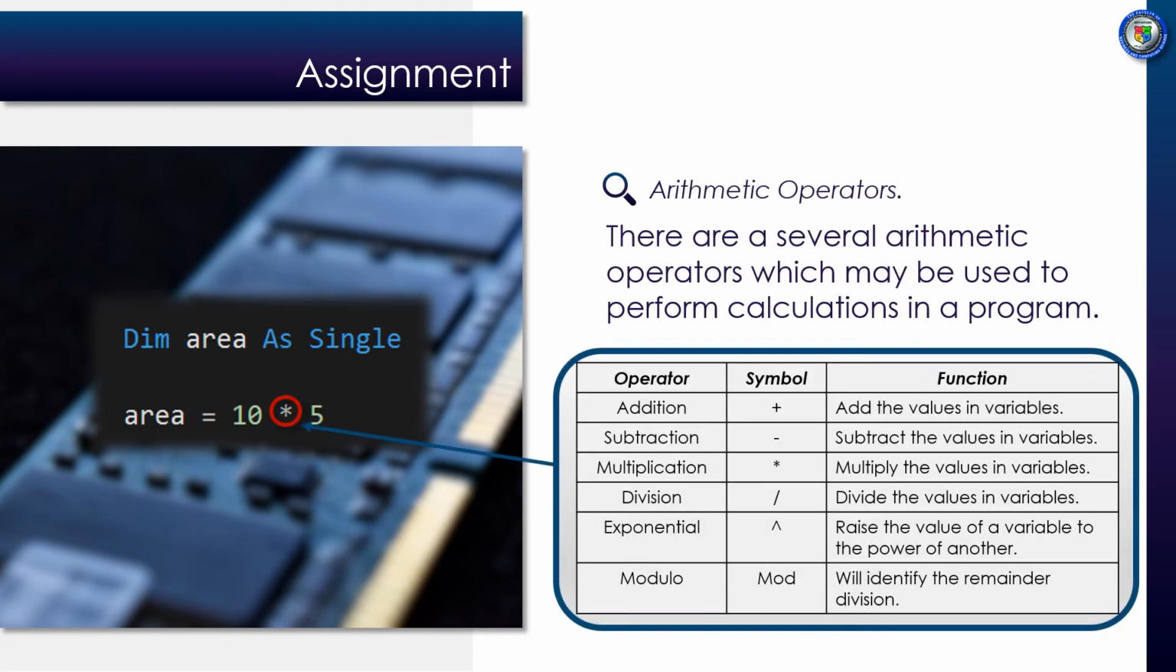In our last slide, we used the multiplication operator. There are a number of arithmetic operators which we can use to perform calculations. The multiplication operator that we can see in our example is just one. Here are some others. We have addition, subtraction, multiplication, division, exponential, which raises the value of a variable to the power of another, and modulo, which will identify the remainder of a division. We will use these arithmetic operators in calculations throughout our programs.